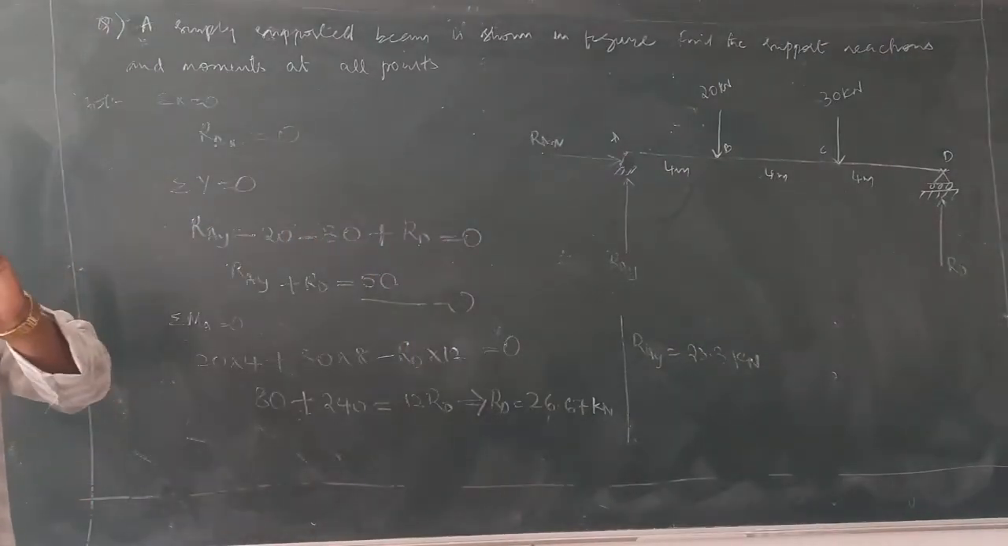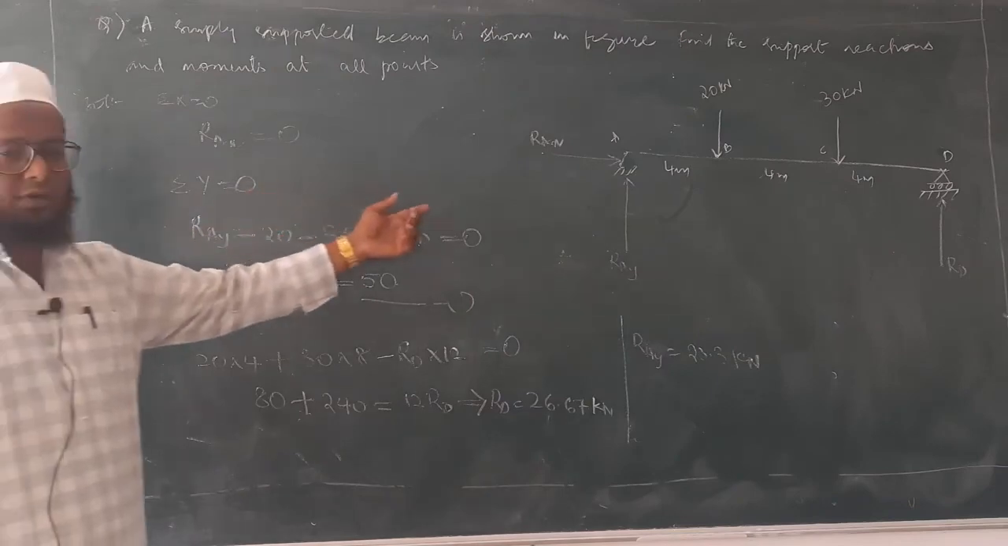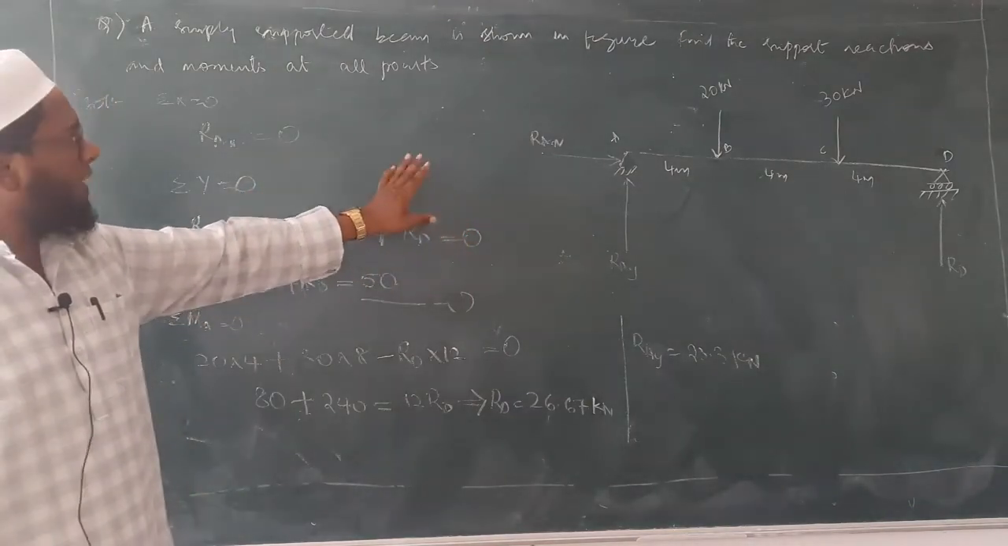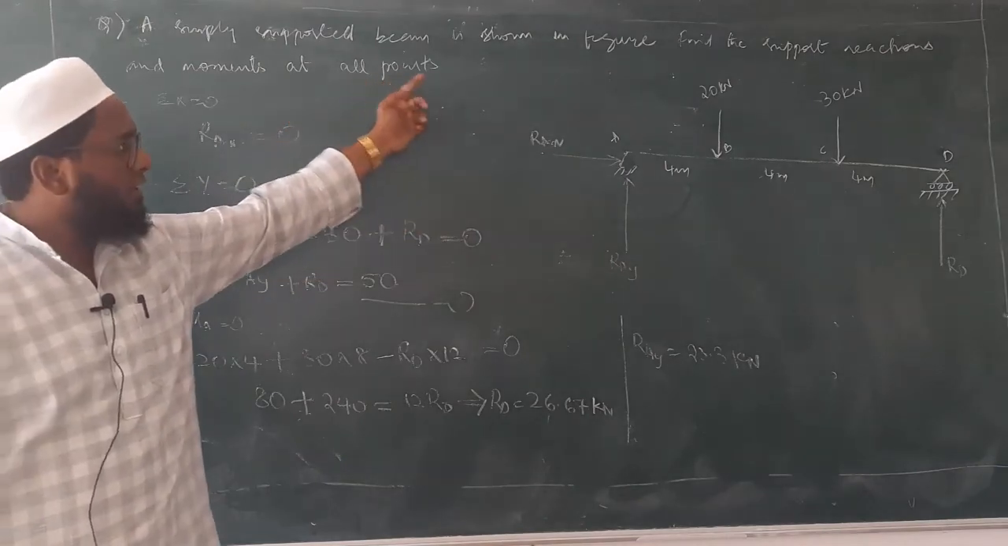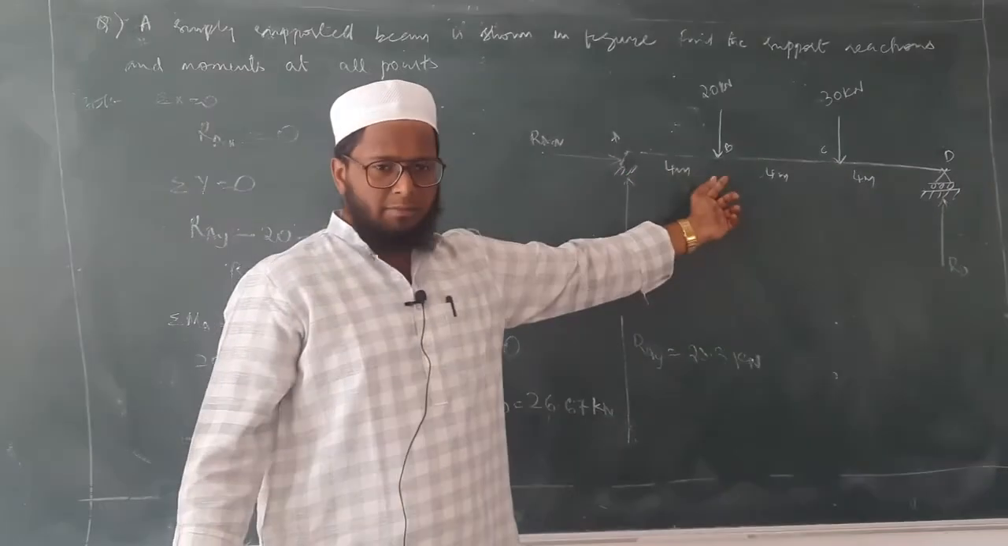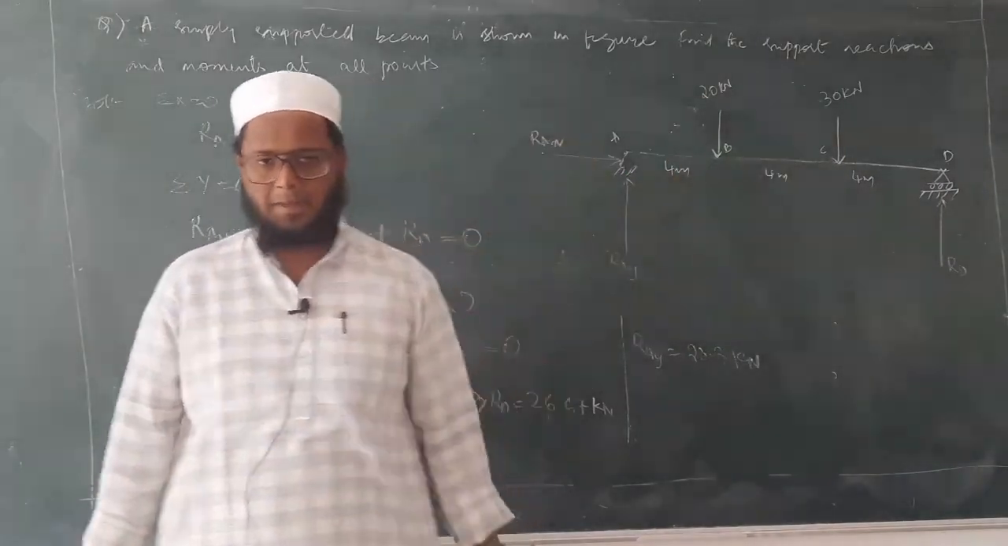Then the solution is not over. Why? Because we have calculated reactions only. We have to calculate moment at all points. We have calculated moment at A, right? Now we have to calculate moment at B, C and D. Okay, copy down.